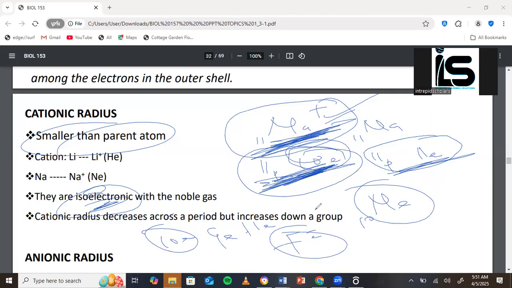So when you have different species like this that have the same number of electrons, such that they will have the same electronic configuration, we call them isoelectronic species. So that is the term that has been put here. So we are saying that the sodium here is isoelectronic to the neon here, and the lithium here, when it loses the 1, is isoelectronic to the helium that we have there. Very important to note.